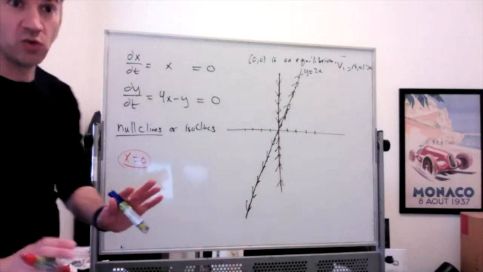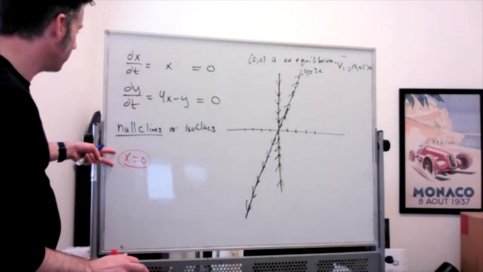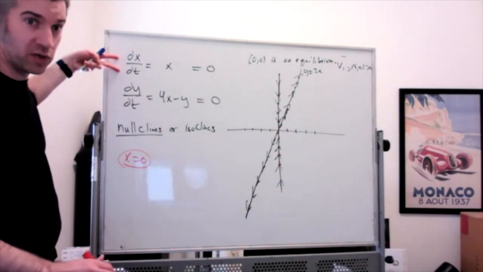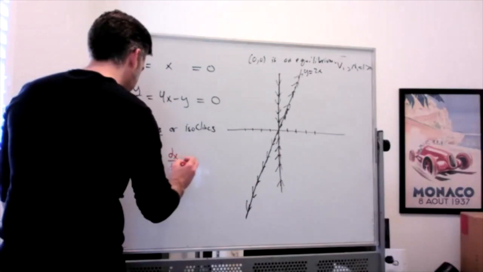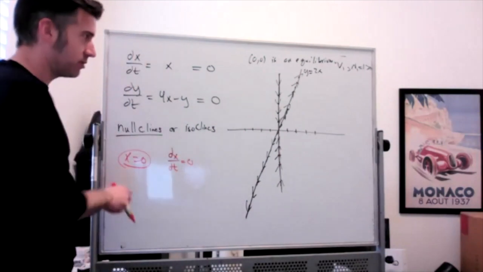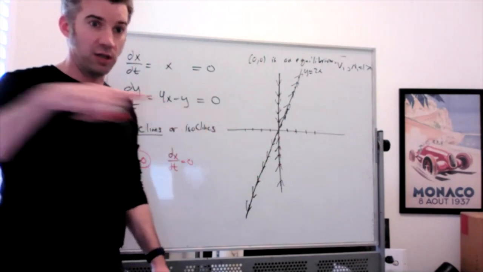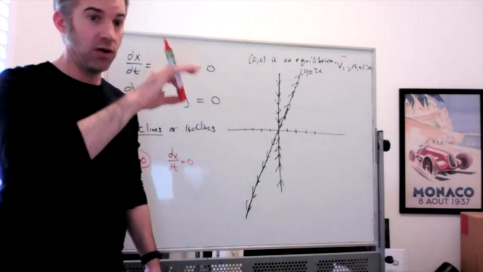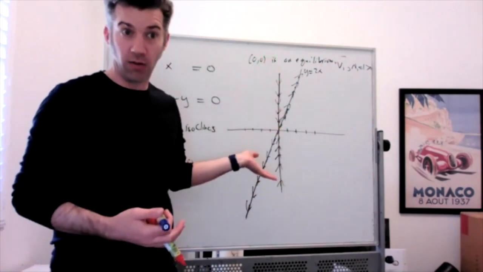Now here's what you want to know about a nullcline. When I'm setting x equal to 0, I'm also setting the first derivative dx/dt equal to 0. So here's what we're saying. Along the line x equals 0, which is this vertical line, dx/dt, the horizontal change, is 0, meaning all my arrows should be perfectly vertical along that line. And they are.